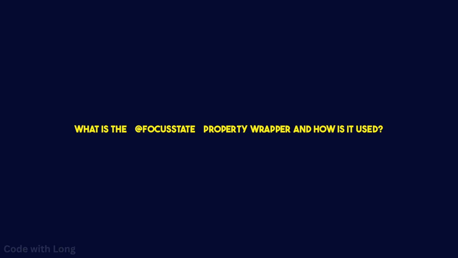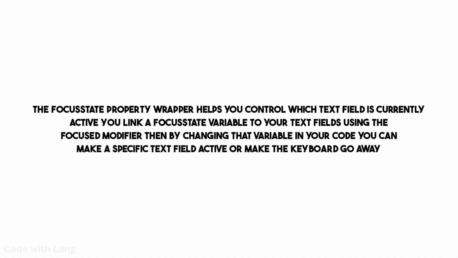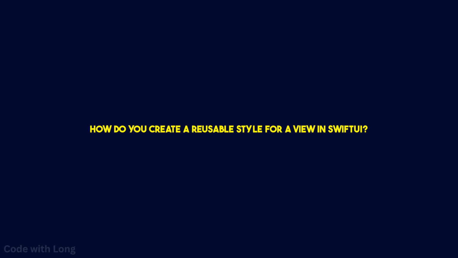What is the @FocusState property wrapper and how is it used? The FocusState property wrapper helps you control which text field is currently active. You link a FocusState variable to your text fields using the focused modifier. Then, by changing that variable in your code, you can make a specific text field active or make the keyboard go away.